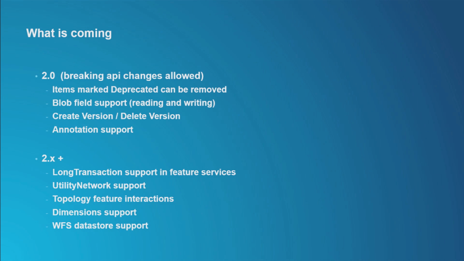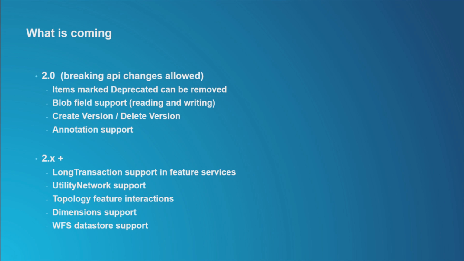Thanks, Nghiep. So just a quick view of where we're headed after this release. In 2.0, we'll be making some breaking changes, or at least they're allowed. So just a heads up if you're looking at the 1.4. Anything that's marked as deprecated, we'll probably remove. We are working, or I think we just installed last week, blob support for reading and writing blobs from a row. We're working on creating versions and deleting versions in the version management section, as well as annotation support. So that's a new thing that's coming with 2.0.